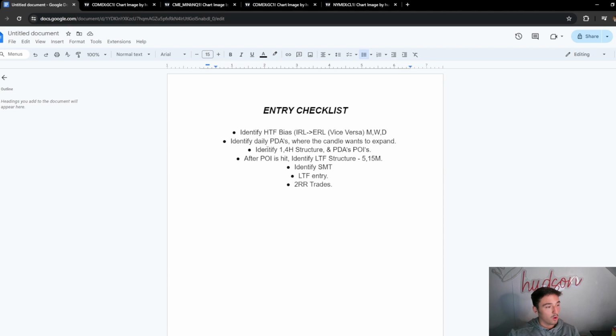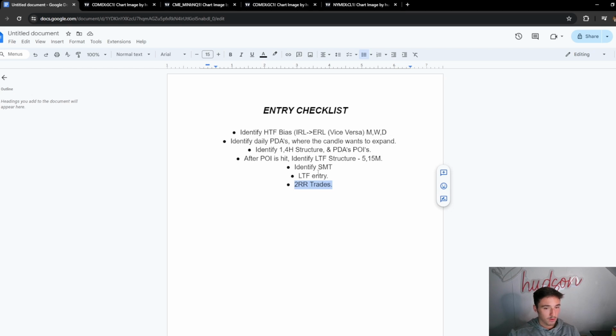Identify if that 1 or 4 hour is in a premium or a discount. And then after that POI is hit, identify that lower time frame structure, the 5-15 minute chart. Do we have SMT? Cool. Everything lines up. Lower time frame entry, a fixed 2R, or we go for a low or a high, or we go for that internal liquidity.